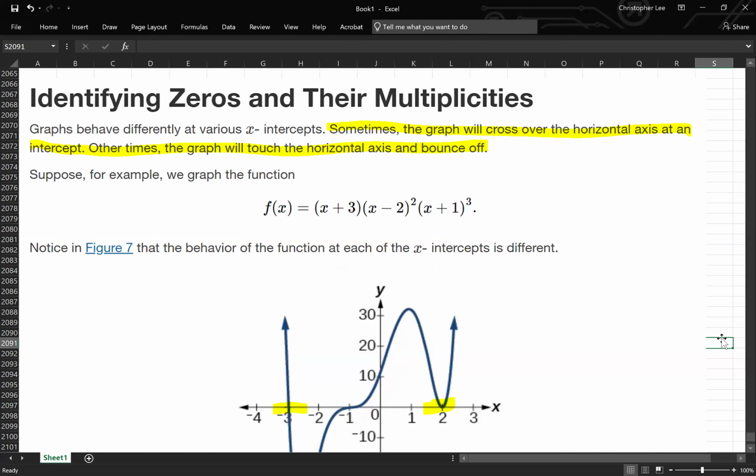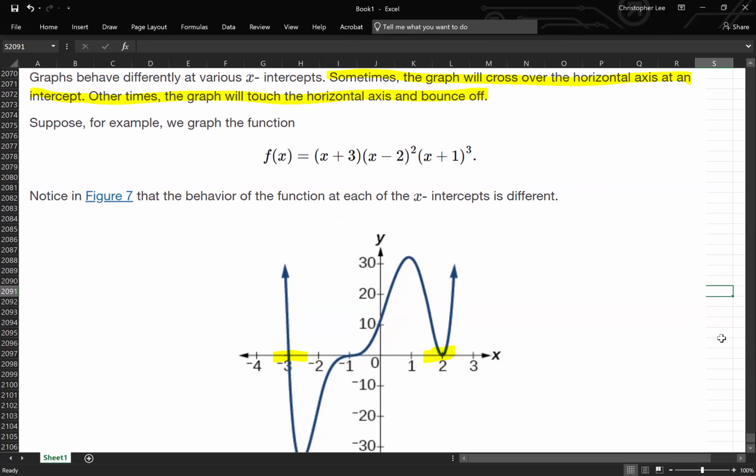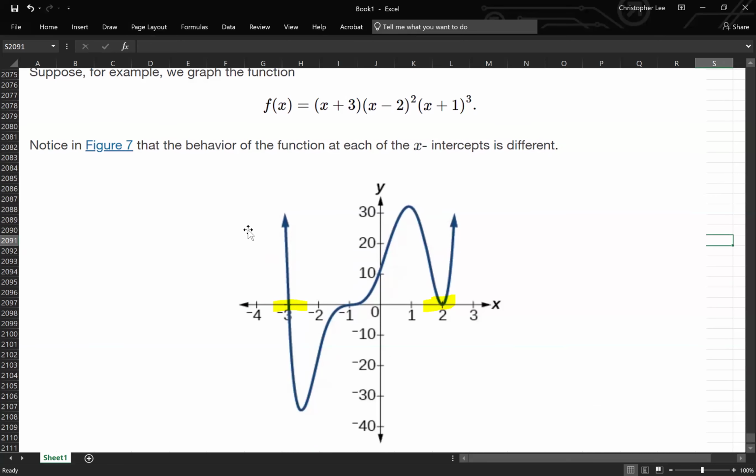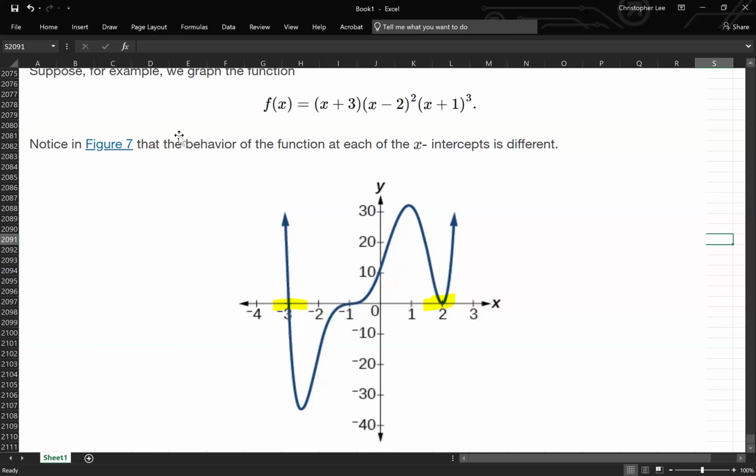Graphs behave differently at various x-intercepts. Sometimes the graph will cross over the horizontal axis at an intercept. Other times the graph will touch the horizontal axis and bounce off. For example, we have this function here, x plus 3 times x minus 2 squared times x plus 1 cubed. Notice in the figure, this is the graph for that function, that the behavior of the function at each of the x-intercepts is different. Look at this first one, x plus 3. I have just one of them. What did it do? It passed through the x-axis.